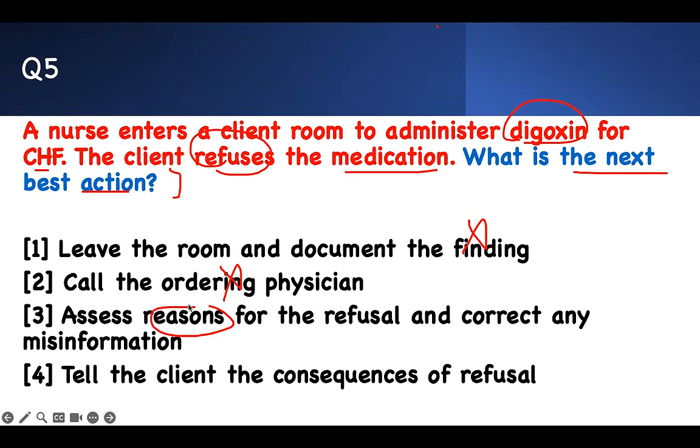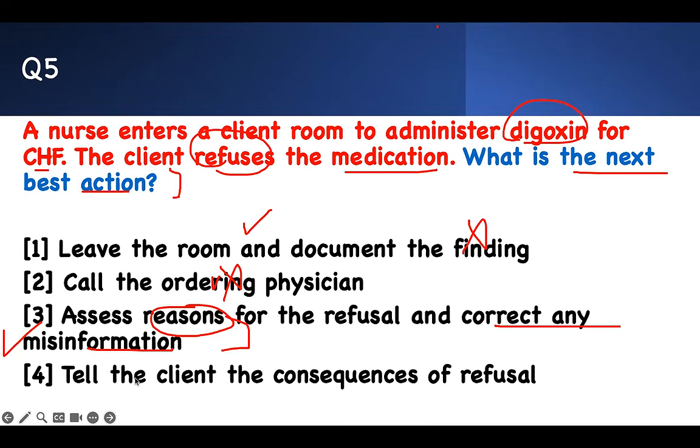Assess the reason. Always find out why the patient does not want to take the medication. And if he says something wrong, correct the misinformation. After you've done that, then you can leave and document. If he still refuses, then you let the doctor know. So first you assess the reason for refusal and correct any misinformation. If he's still refusing, leave the room, document it, call the physician.